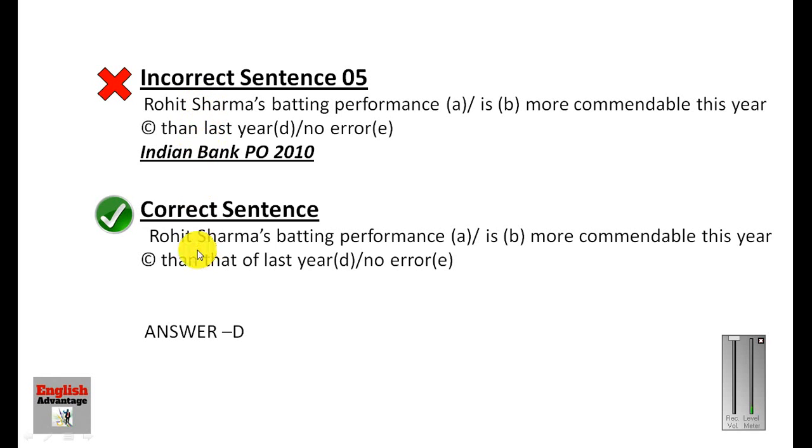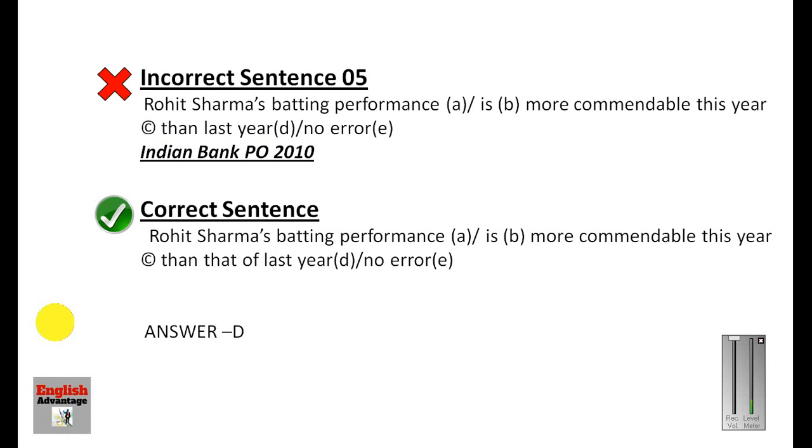So that is why here we have corrected this sentence by putting "that of." "That of" means performance. For singular nouns we normally say "that of," and for plural nouns we say "those of." So this sentence can be corrected by putting "that of" here. The answer would be D. This is also very important, and it has come in Indian Bank PO exam 2010.